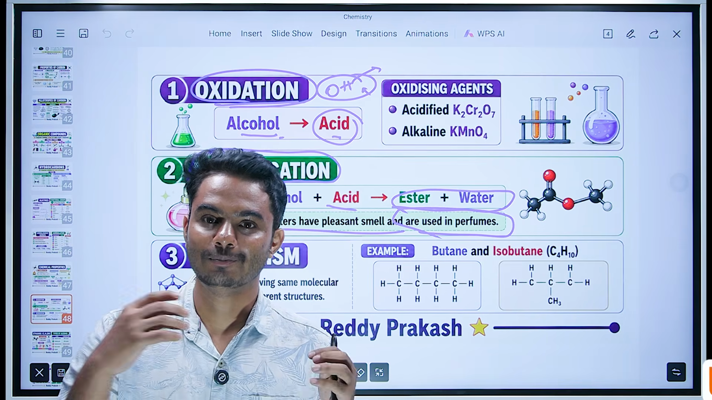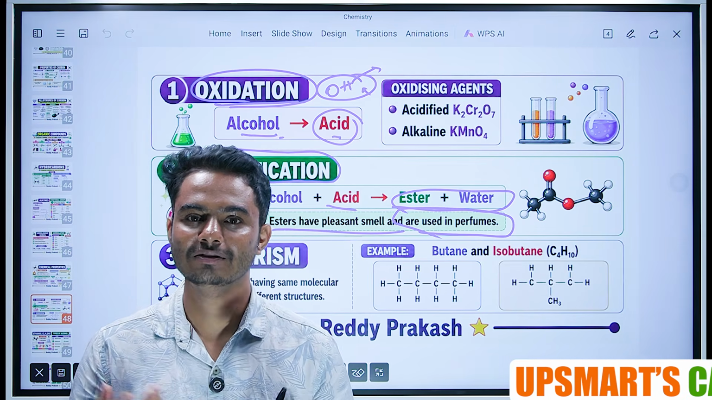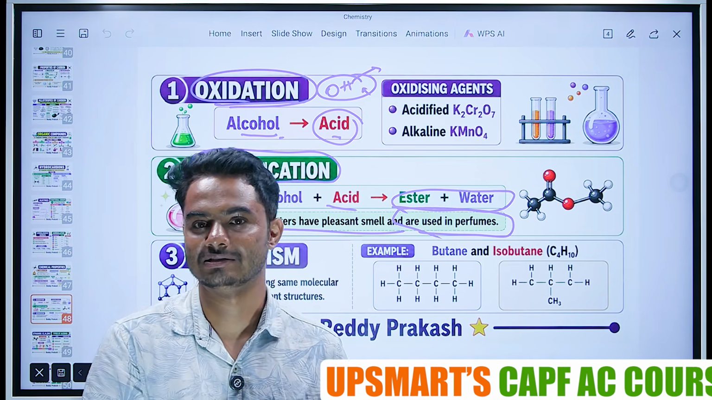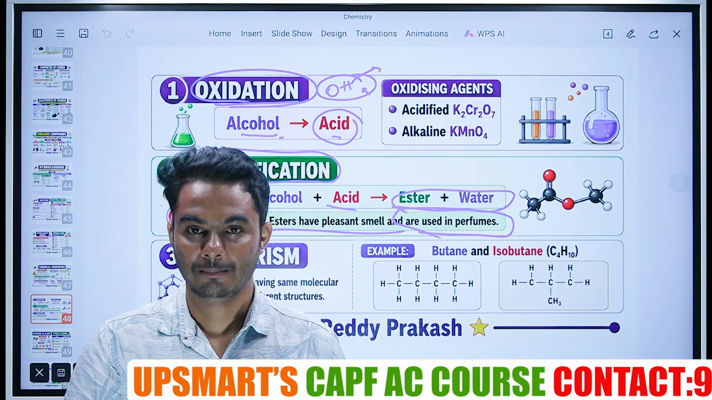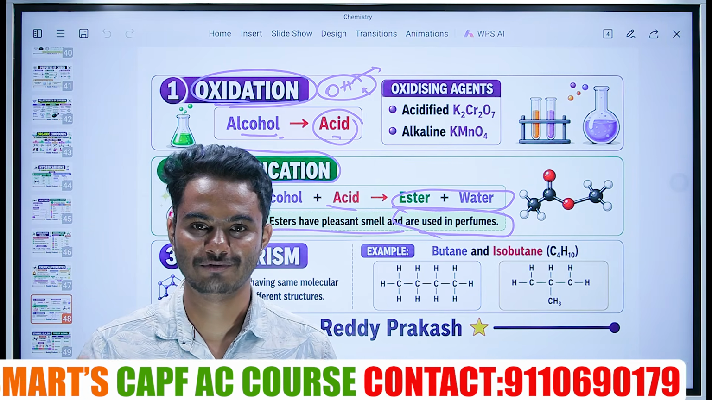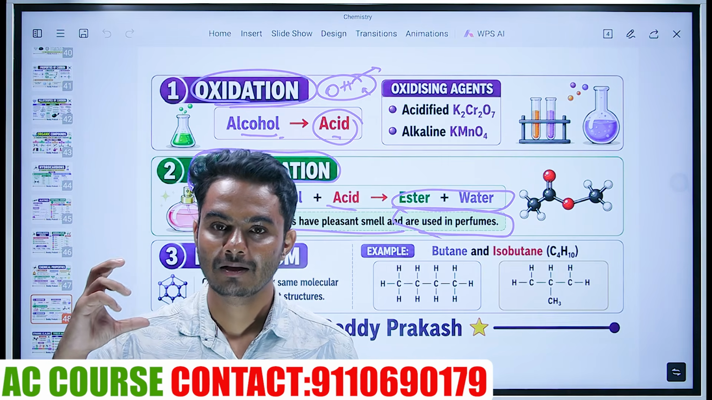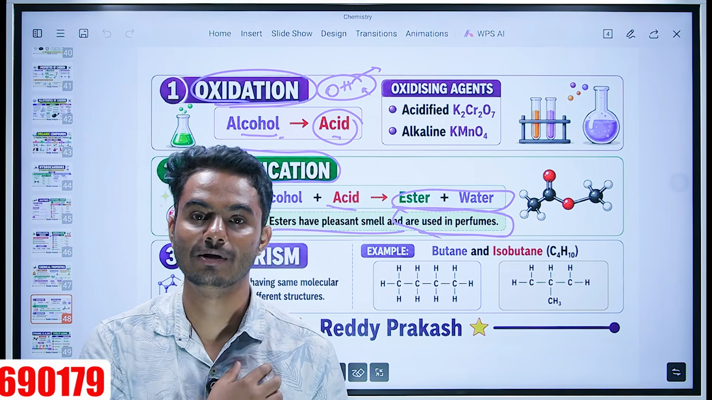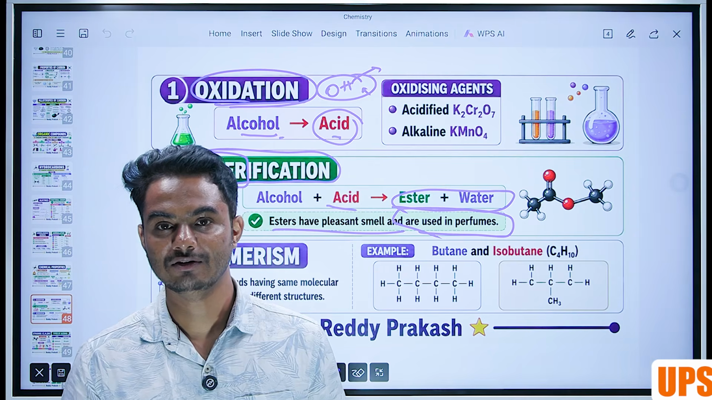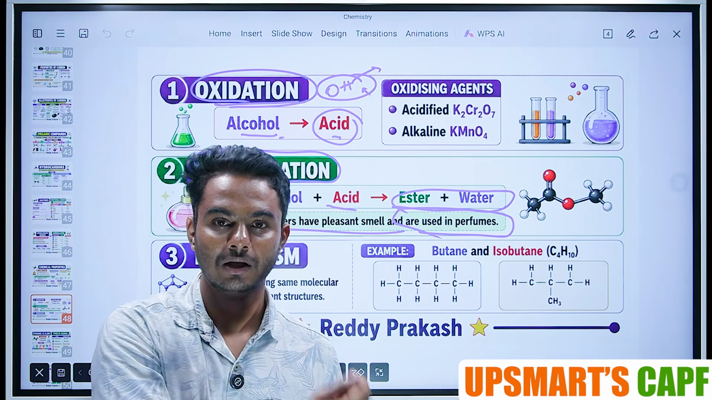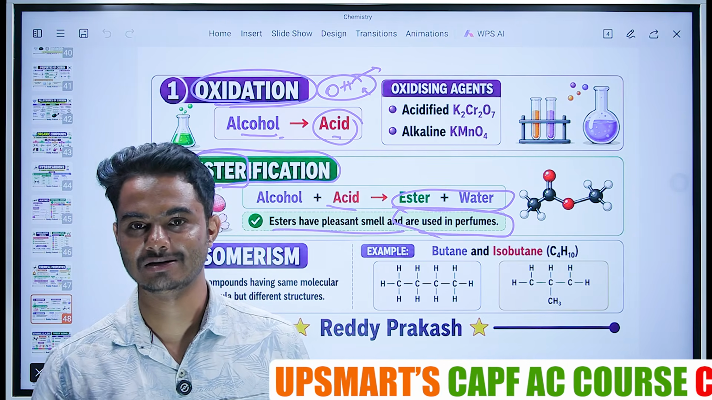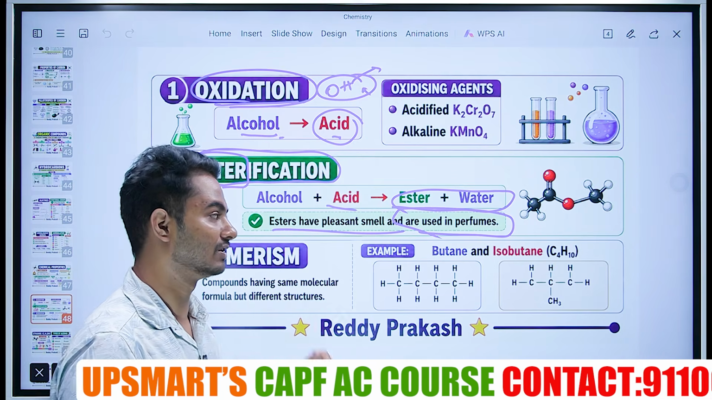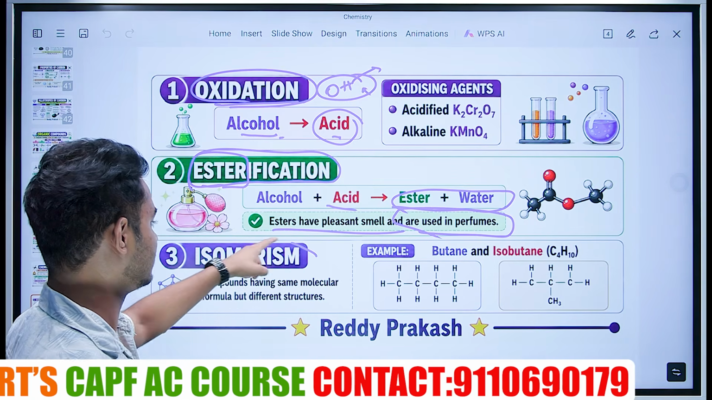To that alcohol, what we do is we put some specific acids and some flavors. By doing that, what we will get is the perfumes. That is why perfumes will have the alcoholic base. When we spray, it will get dried quickly because alcohol will dry quickly, and that acid will give you a certain flavor. To that, we will have other additive flavors as per our desire. Okay, this is esterification. Next, isomerism.